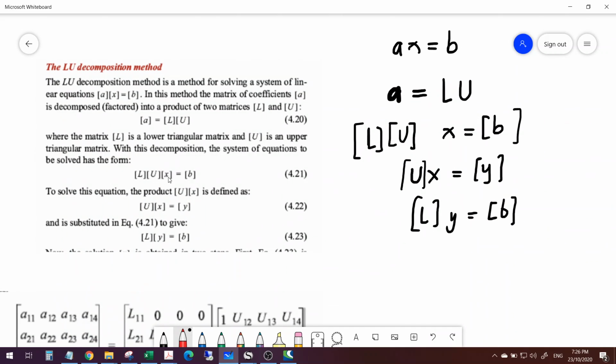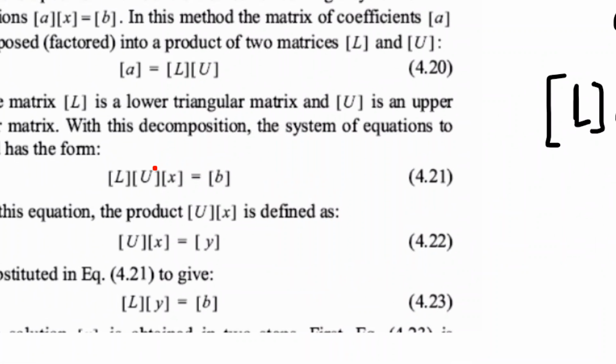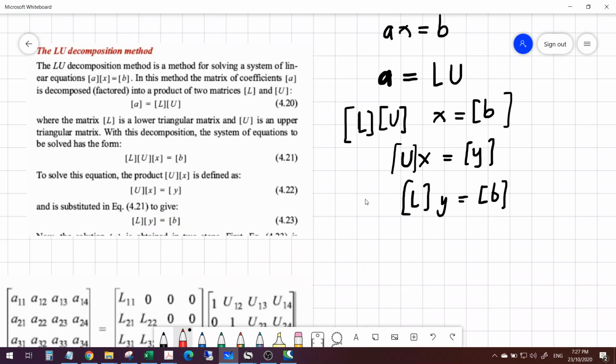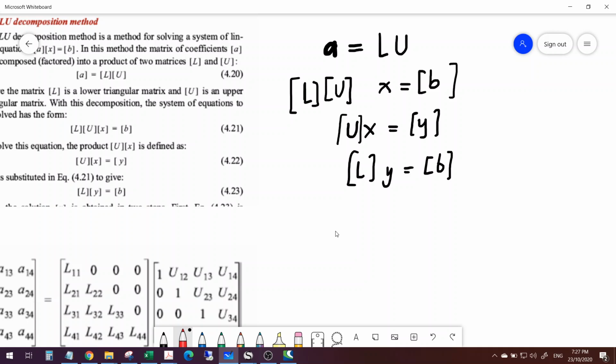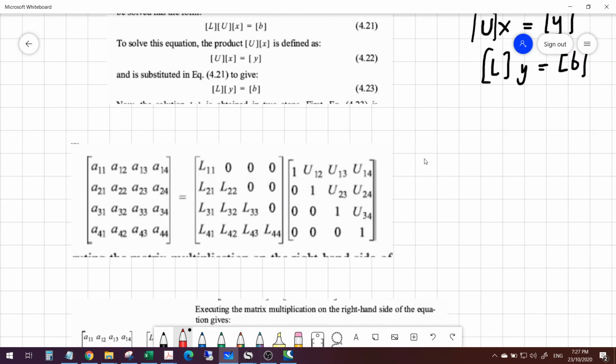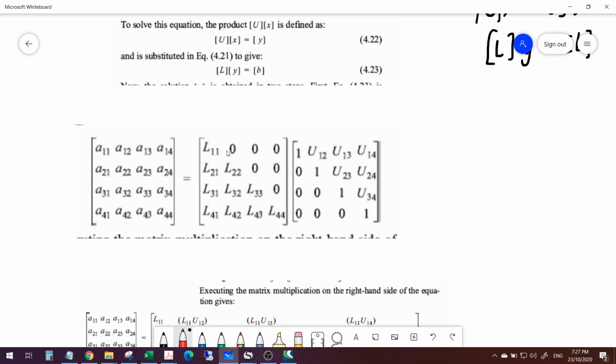Okay. Now let's say that Ux is equal to Y. So LUx = B, but Ux is equal to Y, therefore Ly = B. So the LU matrix is something like this. Since L is the lower triangular matrix, the upper triangular part of L is zeros, while the lower triangular part of the U matrix is 0.